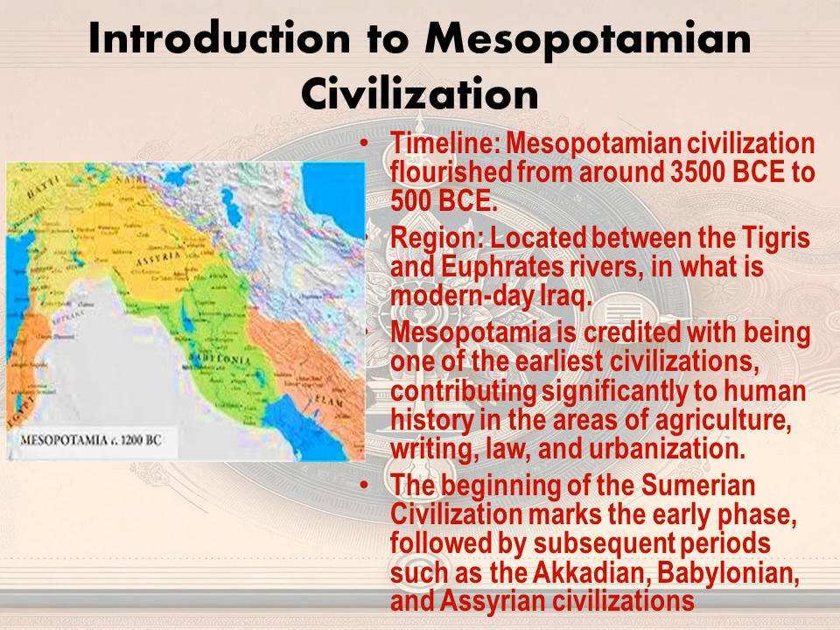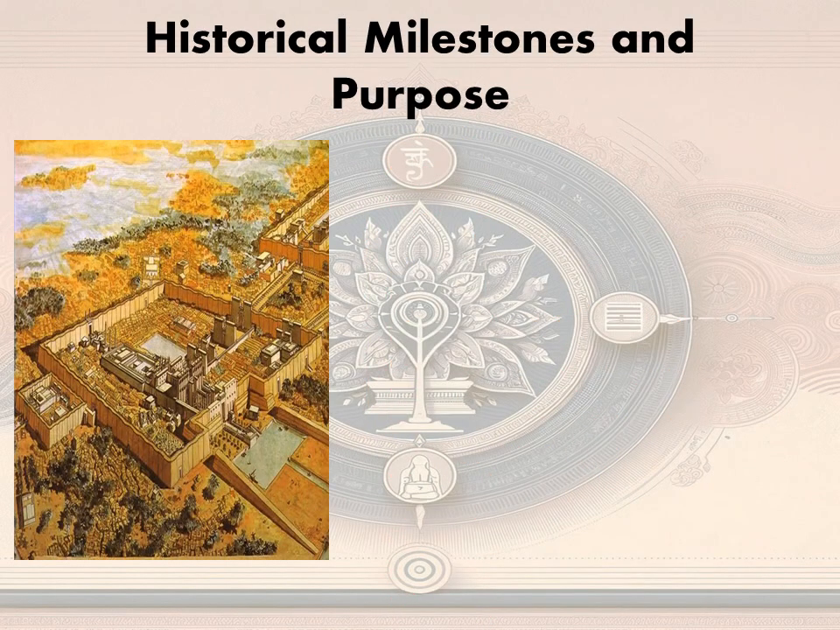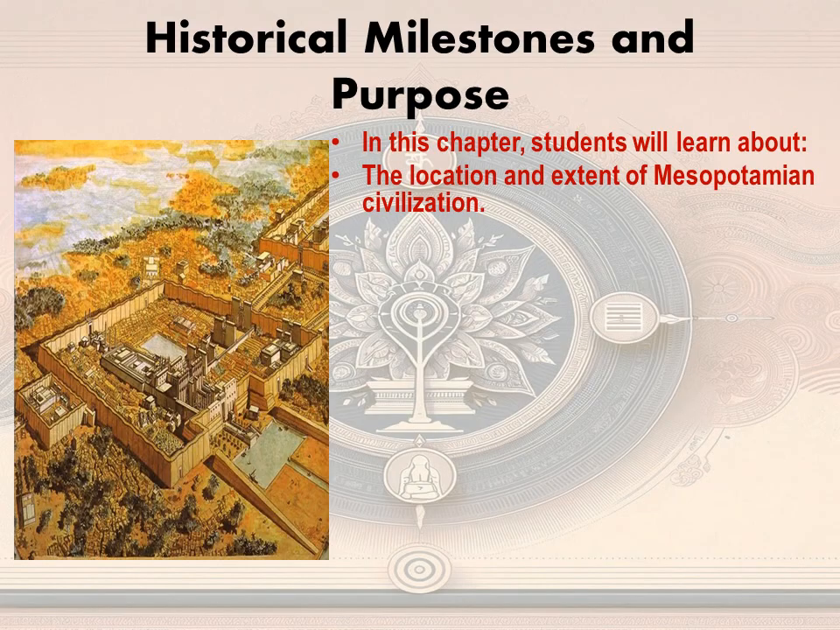So, with this, we will go to our next slide, and that is historical milestones and purpose. What are the major historical milestones? You know the meaning of milestones, that is the major contributions, the noteworthy features of a particular civilization. In this chapter, students will learn about the location and extent of Mesopotamian civilization. Where was the Mesopotamian civilization? How much was the span and area of the civilization? What were the areas which were under the influence of the Mesopotamians?